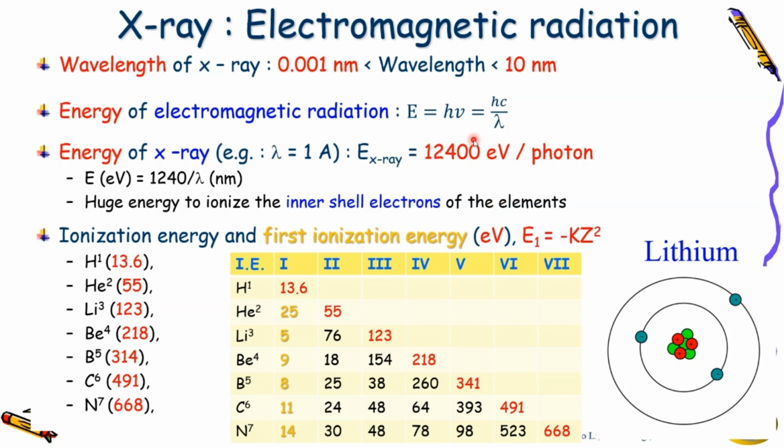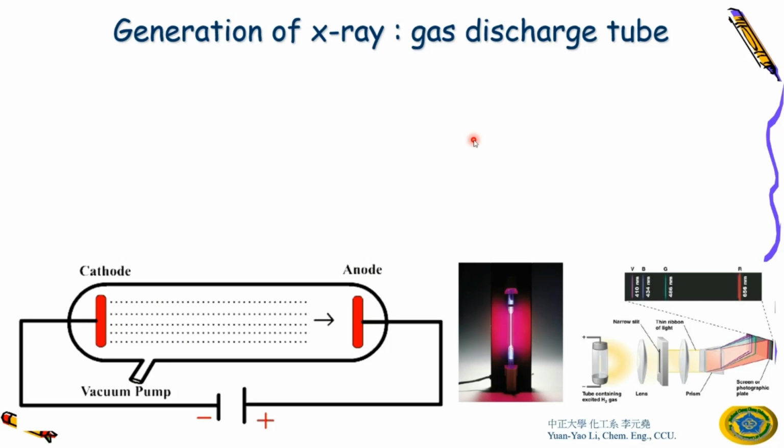That's why we use X-ray to determine things. Before we talk about this, let's think about how we are going to generate X-ray. We use a gas discharge tube. I hope you still remember this gas discharge tube. For example, this is the spectrum of hydrogen gas. You put hydrogen into this gas discharge tube, apply high voltage, and light comes out. You get these 4 lines in the spectrum, and you can use the Rydberg equation to represent these 4 energies, the wavelengths representing energy.